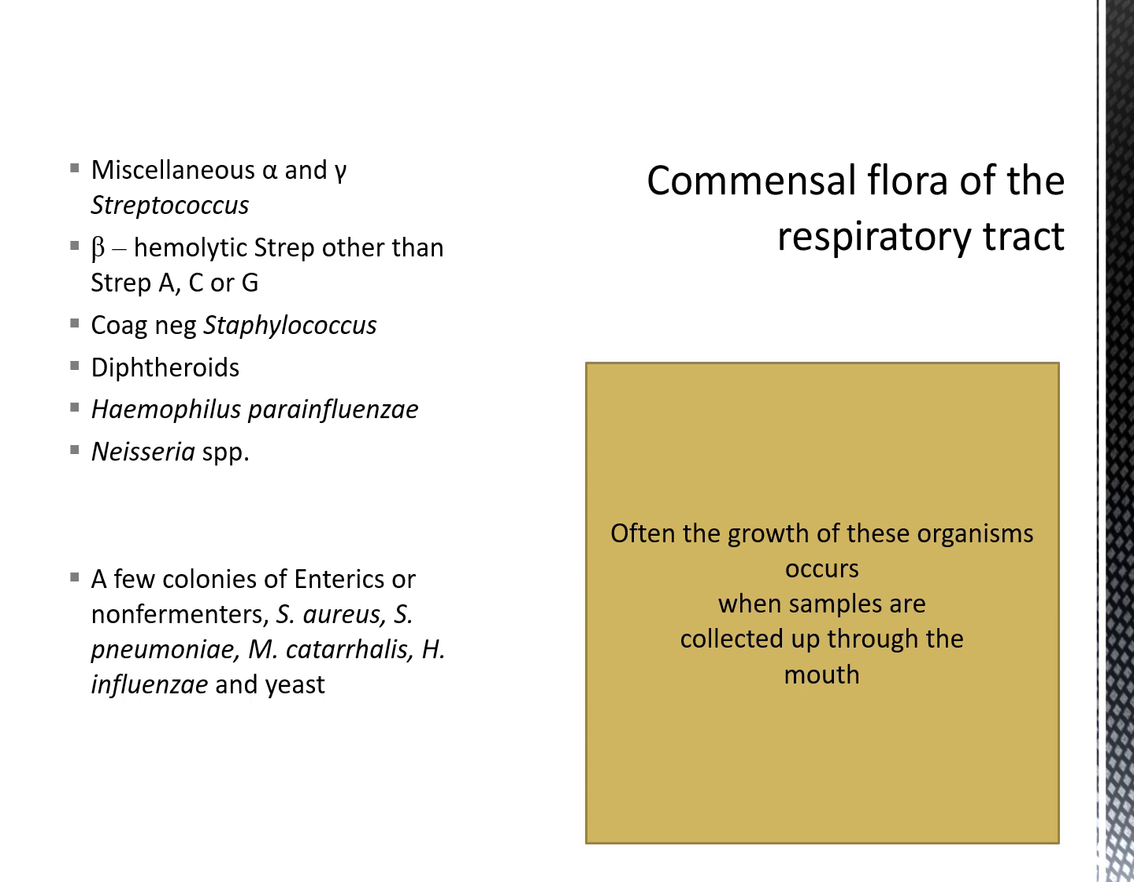Now, in addition to that normal flora, if you have a few colonies of an enteric or a non-fermenter, maybe a colony or two of Staph aureus, maybe a colony or two of Strep pneumo, Moraxella, and Haemophilus and yeast, if you just have a few of those things in the upper respiratory tract, as long as it's there with a bunch of normal flora, those things may actually be overlooked or probably are not pathogens. Okay?